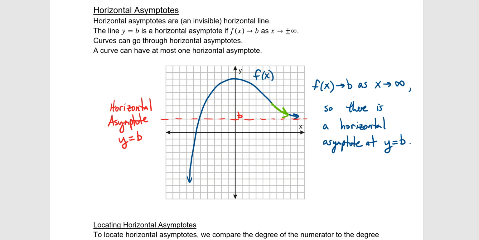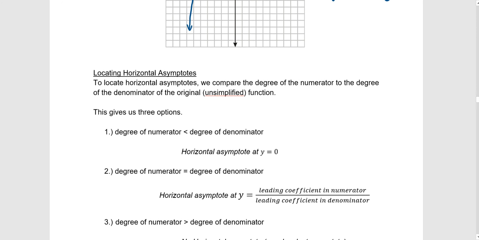So we could have done this the other way, or both ways, and said as x goes to negative infinity, or we could have had it going on both sides, negative infinity and positive infinity. This one I just had as x goes to positive infinity. So that is a horizontal asymptote.